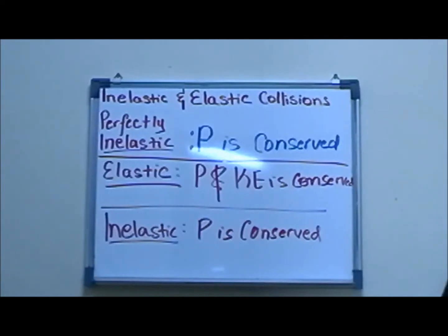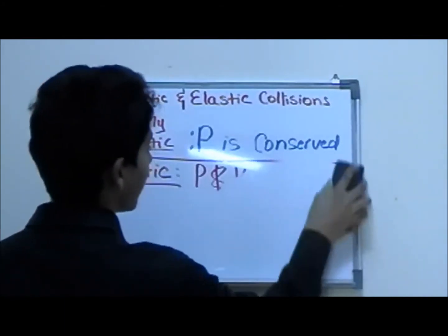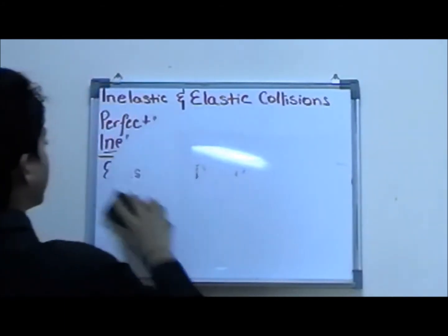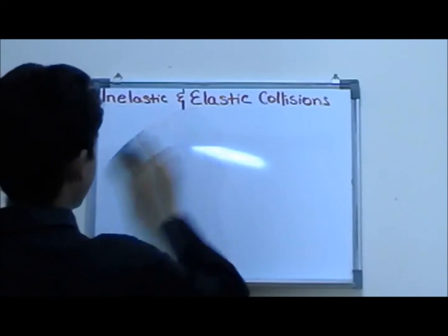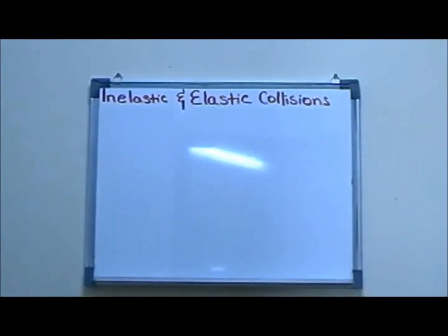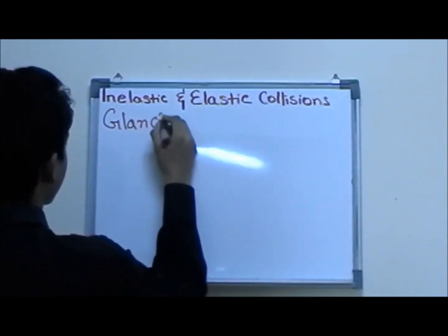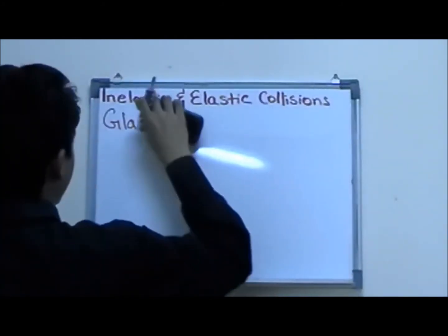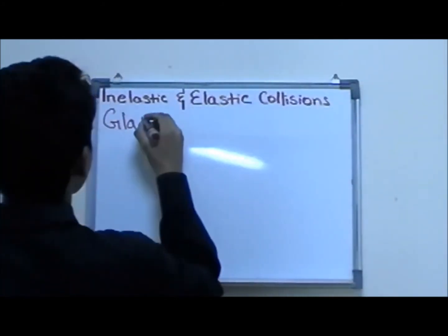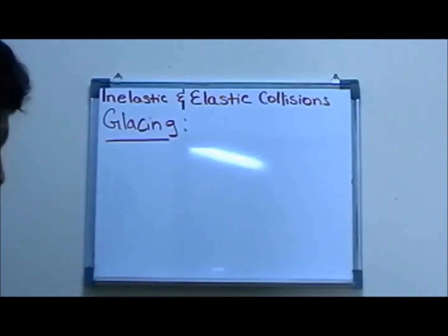Now let's talk about one more collision, and these are all collisions you can see. This over here is called glancing collision. Now what is being conserved here?